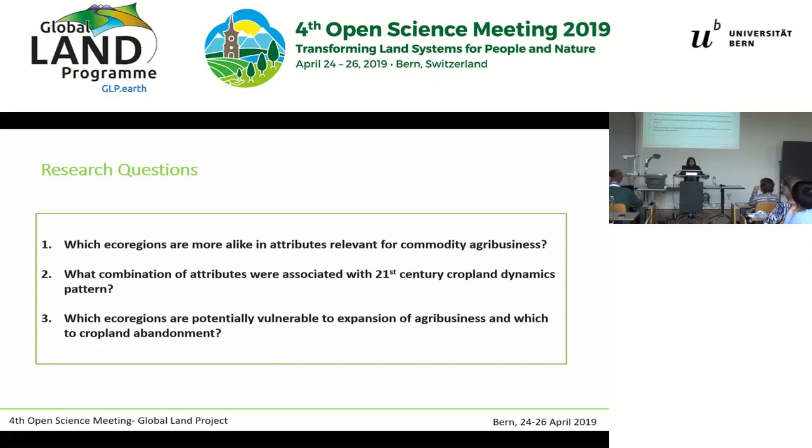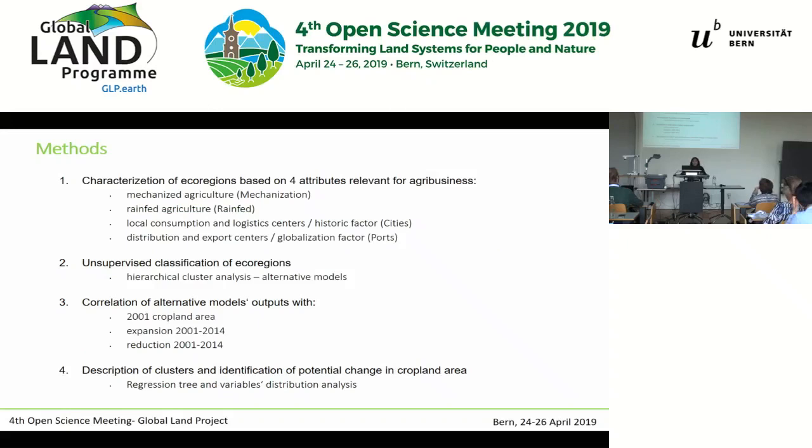So how do we do this? First, we characterize the ecoregions based on four attributes relevant for commodity agribusiness, which are the aptitude for mechanized agriculture, the aptitude for rain-fed agriculture, the distance to local consumption and logistics centers, which could also be understood as historic factors, or distance to cities, and the distance to distribution and export centers, or globalization factors, which is actually distance to ports. With that data, we perform cluster analysis. Actually, we perform several cluster analyses, playing with different thresholds of those variables to identify which ecoregions are more similar to each other. And then we compare the outputs of those cluster analyses through a correlation with actual cropland pattern. And finally, we describe those clusters.